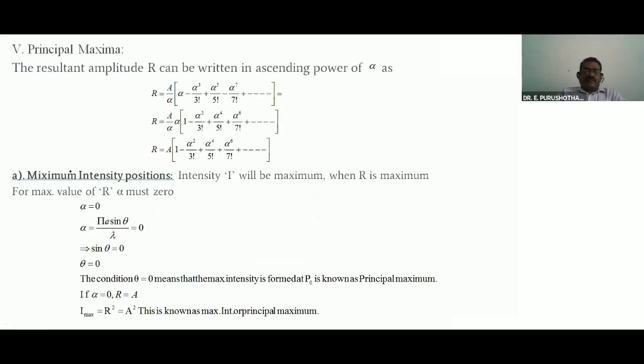So fifth one, principal maxima. First, we have calculated the path difference e sine theta.